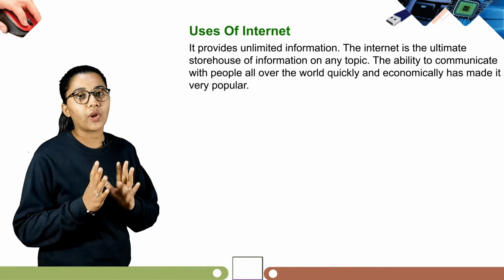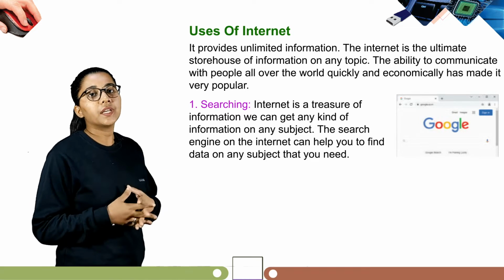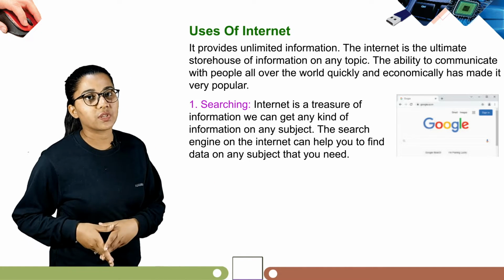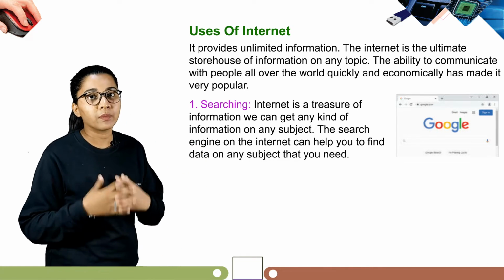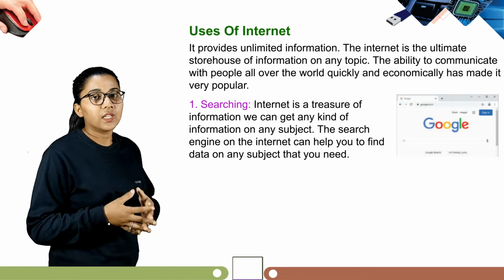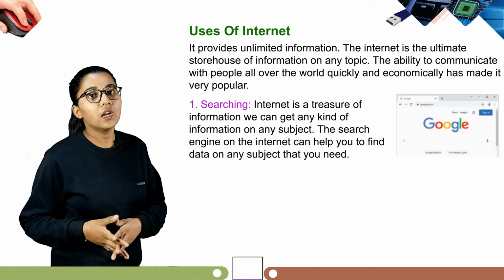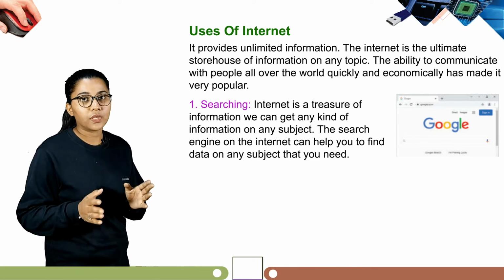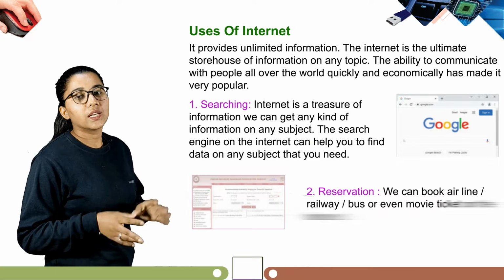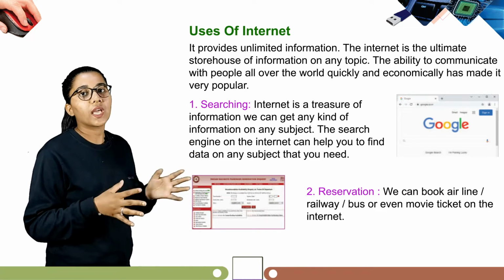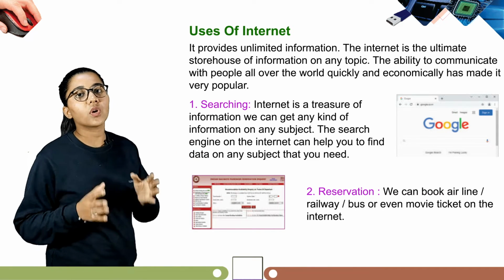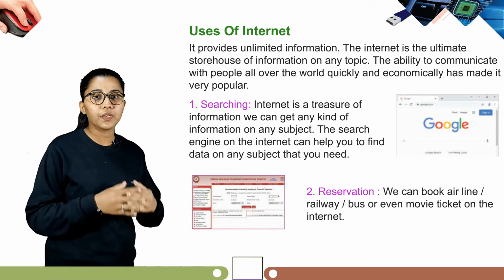Now students, let's know the uses of internet in more detail. So our first point is searching. Internet is a treasure of information. We can get any kind of information on any subject. The search engine on the internet can help you to find data on any subject that you need. Second, we have reservation. We can book airline, railway, bus or even movie tickets on the internet.